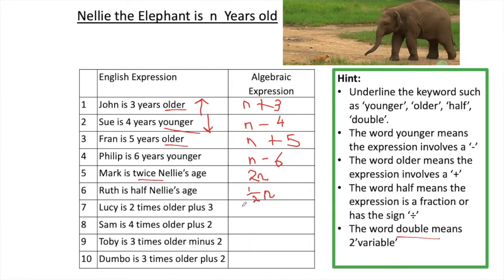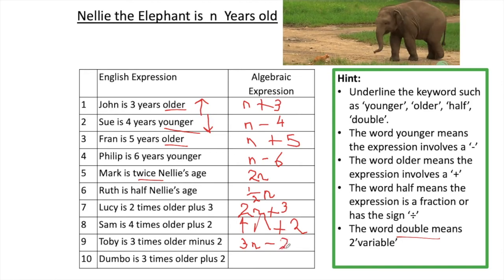Lucy is 2 times older plus 3. 2 times n plus 3. 4 times older. 4 times n plus 2. 3 times older minus 2. 3n minus 2. 3 times older plus 2. 3n plus 2. Maybe pause the screen and have a study of this and write down any key bits of information in your books.